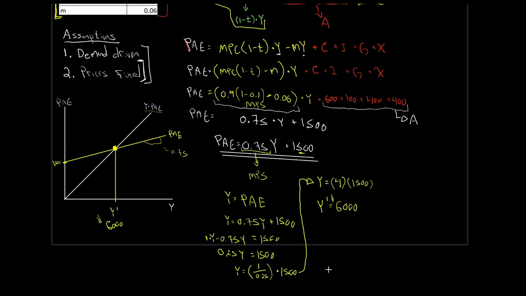Right there. Great. We have that. We have our equilibrium GDP. We've solved our Keynesian cross. We now know where we're at.